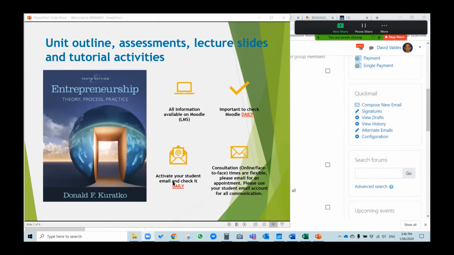I am available for online consultation by Zoom. Just let me know what time you want to meet with me, and you basically just have to go back to the Moodle shell and use the same Zoom link to have a one-on-one consultation with me, assuming you've let me know the date and the time, and I'll be there for you.